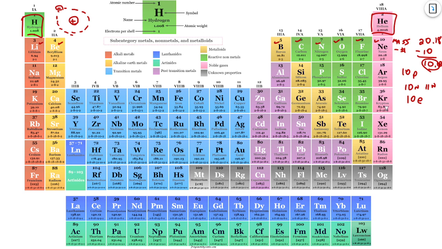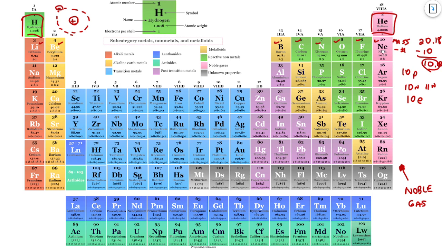Specifically here, let's look at this last column. In this last column, all of these guys here as a group are called the noble gases. And when I think about helium, it's number 2, so it's going to have 2 protons, 2 electrons. Those 2 electrons fill that first shell. Helium is happy. He's got a full outer shell. He's not going to do anything.